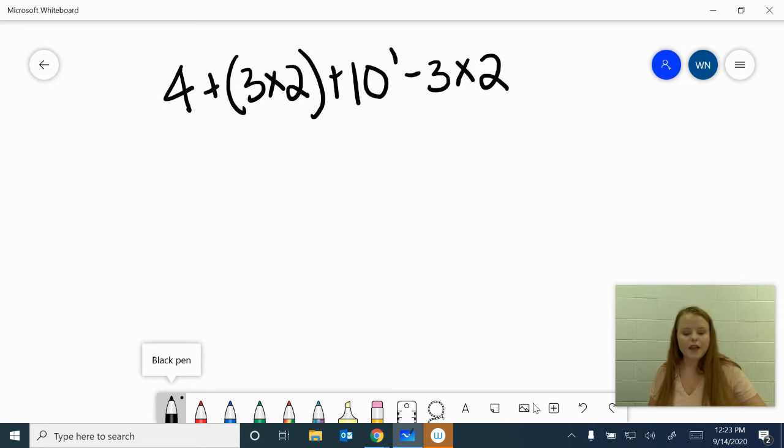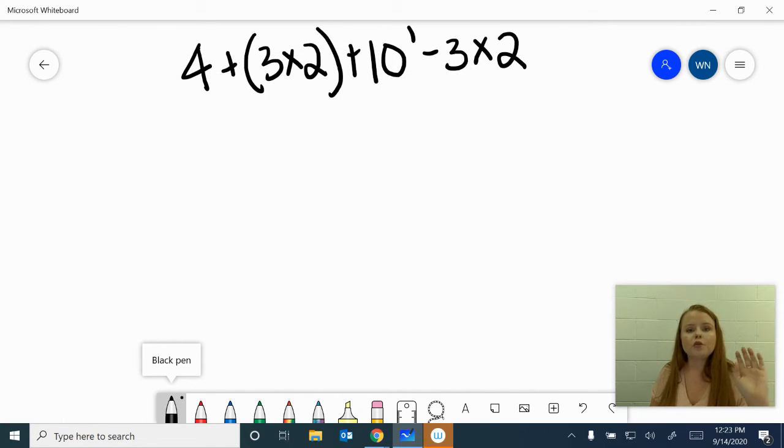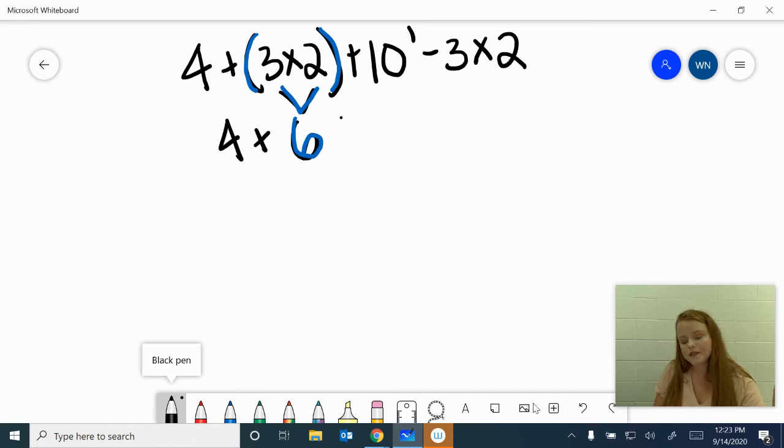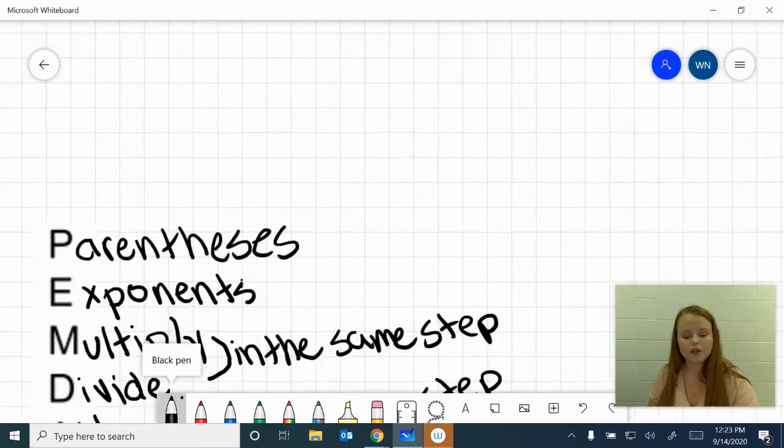So if we go back up, we look at our PEMDAS, we see parentheses first. You're going to rewrite this problem a million times, but that's what you have to do to make sure you're working it out correctly. So I'm going to go ahead and say 3 times 2 is 6. I did that first because it's in the parentheses. So I bring that down as my 6. Now I have to bring everything else down. I've got my 4 plus 10 to the first power minus 3 times 2. First step done. Let's go back up and look.